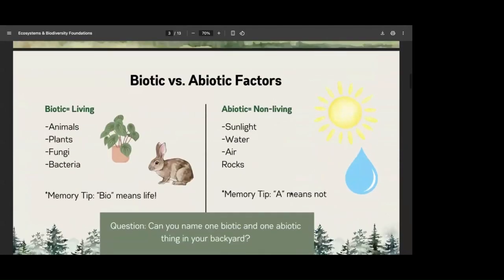So, first things first, biotic versus abiotic factors. Biotic just means living, which is anything like animals, plants, fungi, bacteria, and anything that has the word bio in it normally means life. As for abiotic factors, which just means non-living, things like sunlight, water, air, and rocks are all abiotic factors. And just something to think about is, can you name one biotic and one abiotic thing in your backyard?